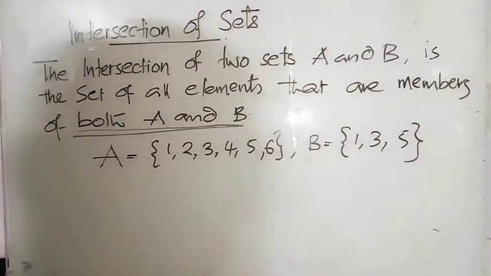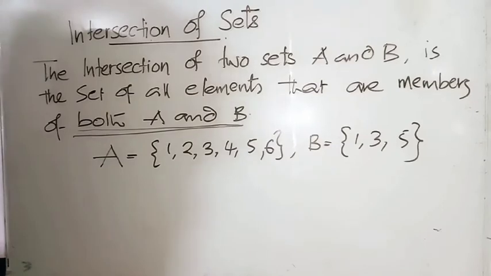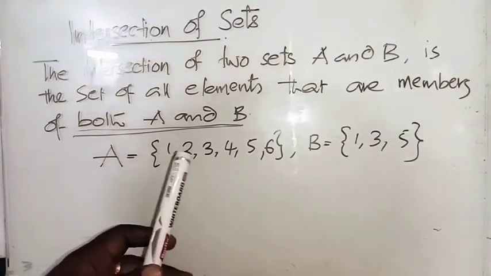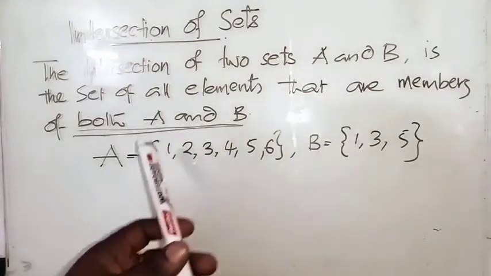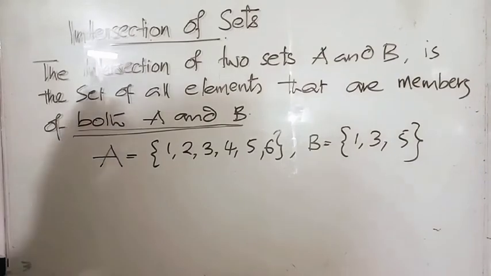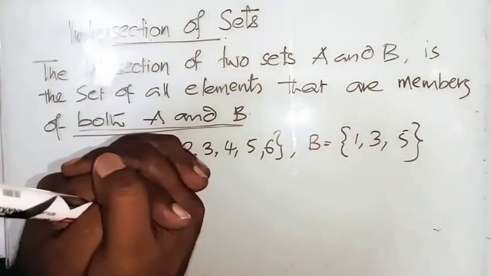Let's consider two sets. A is the set {1, 2, 3, 4, 5, 6} and B is the set {1, 3, 5}. Now you know how to find the union of these two sets, as A union B is the set of elements present in either A or B or both. That means union is nothing but combination.